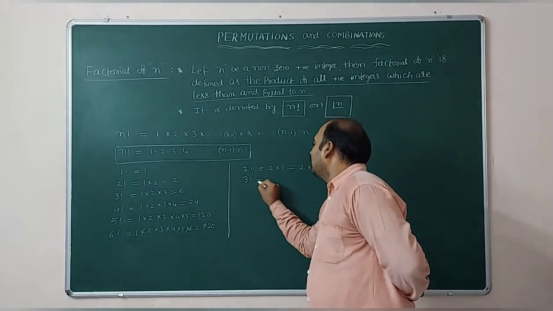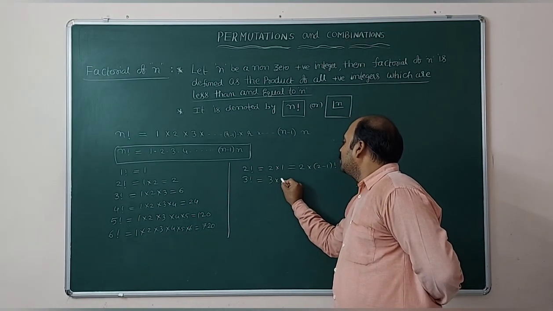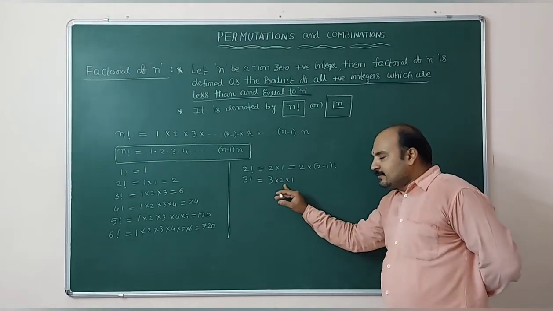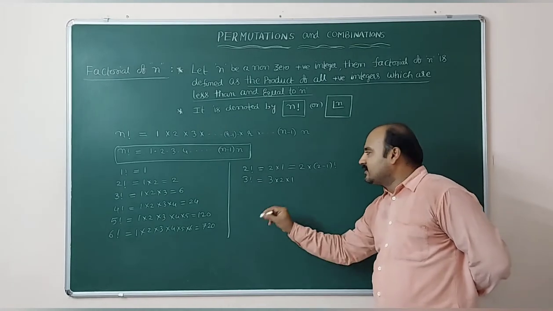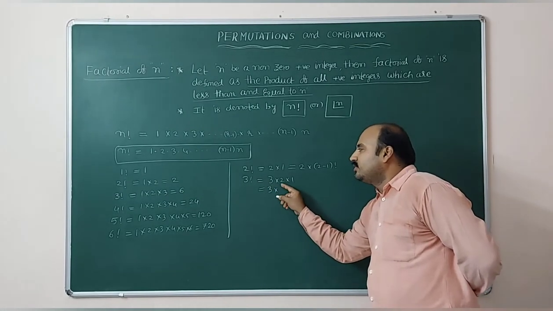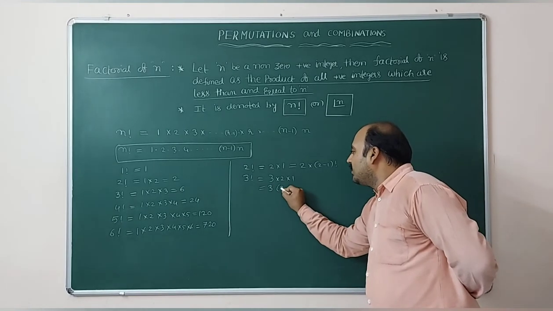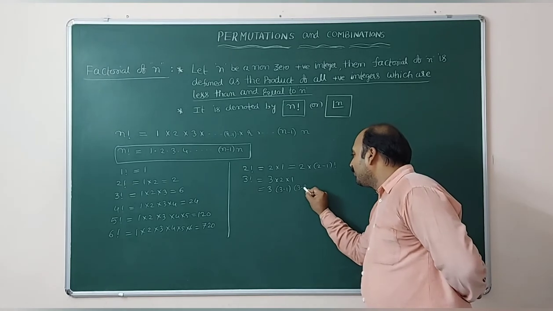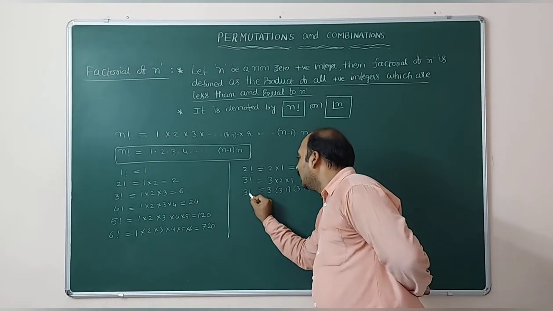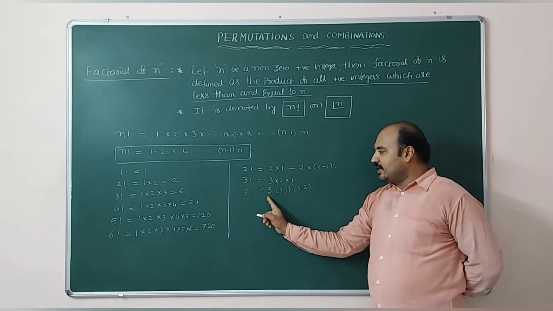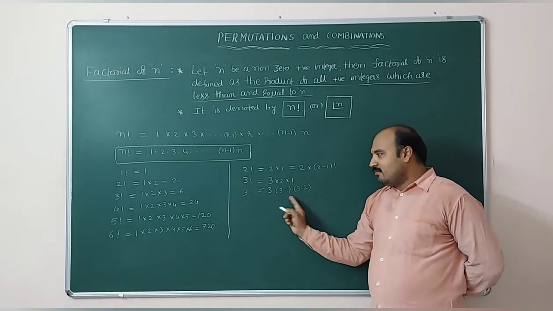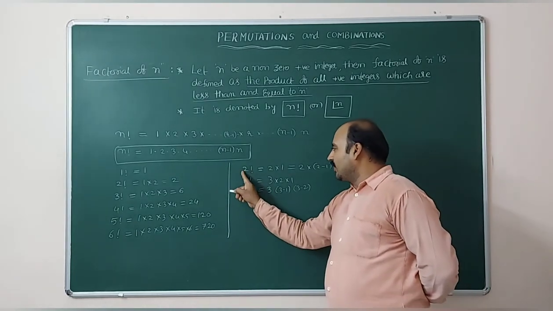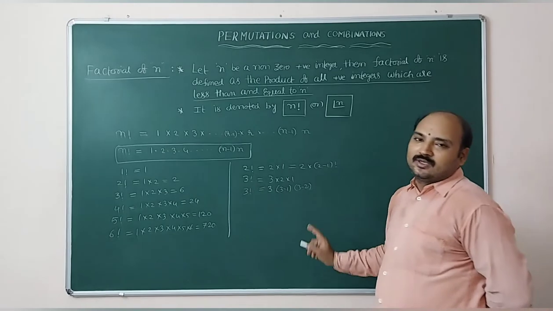Suppose 3 factorial, 3 into 2 into 1. Can I write like this? But I am going to write these terms in terms of 3. See here, 3 into 2 can be written as 3 minus 1. Can I write like this? 1 can be written as 3 minus 2. So 3 factorial means 3 into 2 into 1 only. But how I am writing is, here 2 factorial, here 3 factorial.